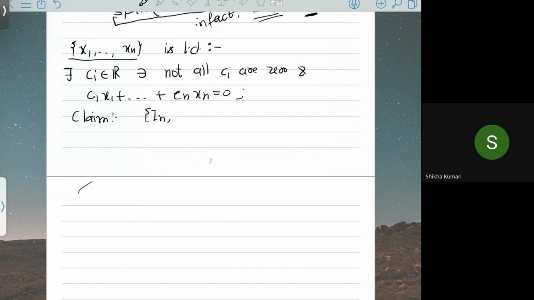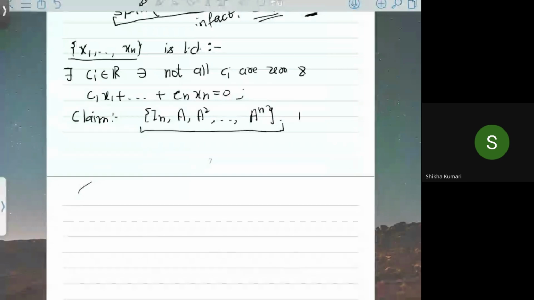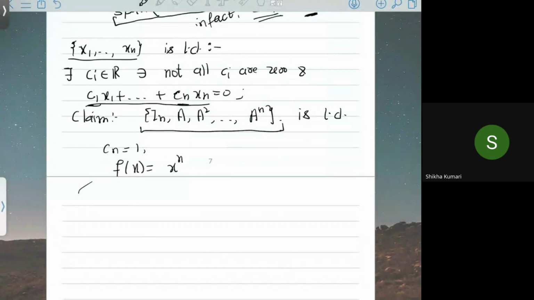Which set? This set, I, A, A squared till A raised to power n. So my claim is that this set is linearly dependent. Now I'll give you these Ci's such that not all Ci's are zero and this equation is satisfied. So I'm taking Cn to be 1, and this is my characteristic polynomial for A. I already know this. So I'm giving you the values of these Ci's. Take Cn equal to 1.